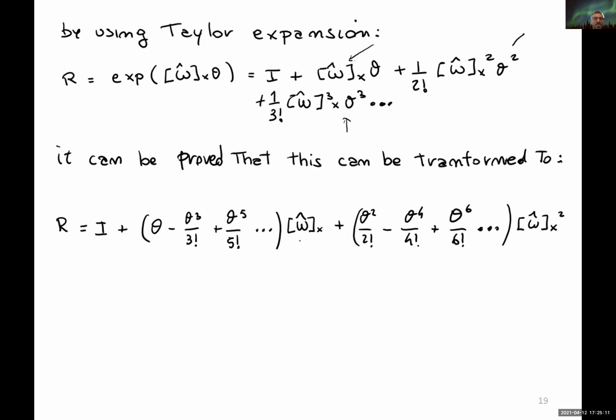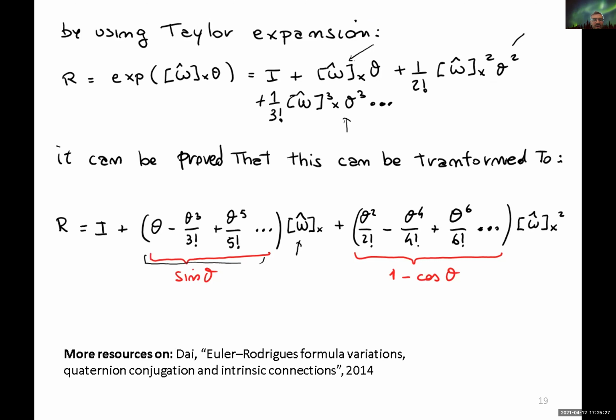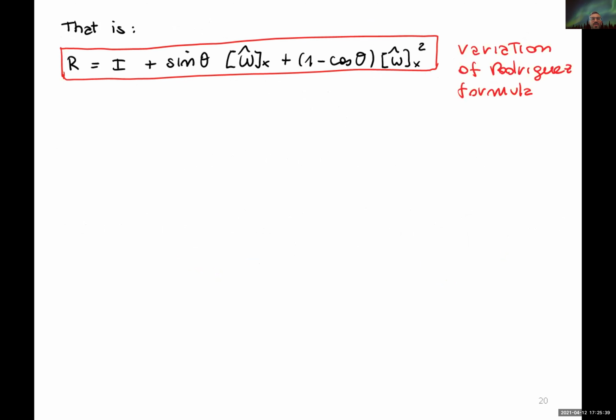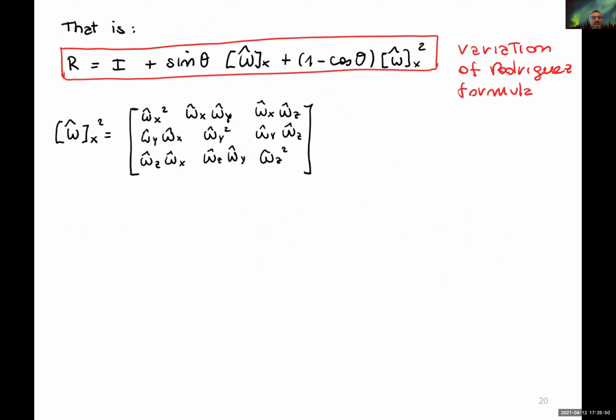So something that is related to omega skew-symmetric and omega squared skew-symmetric. And you can recognize from here that this is the Taylor expansion of sine theta and of 1 minus cosine theta. You can find more resources in this paper on this development. And the cool thing that we want to show is just that if we write this down, we will see that we can get the Rodriguez formula from this. This is a variation of the Rodriguez formula that you can apply, and will give you the same result.